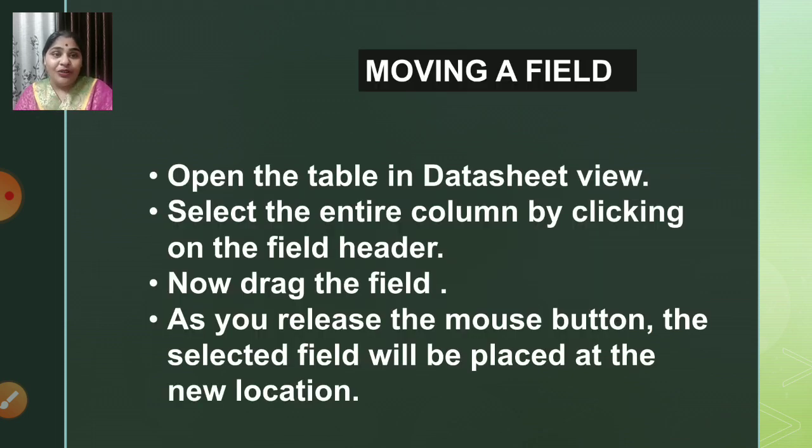So how to do that? Let us see the steps. Open the table in Datasheet view. Always keep it in Datasheet view, not Design view. Select the entire column by clicking on the field header. The field header is nothing but the field name. Once you click there, the entire column gets selected, children.